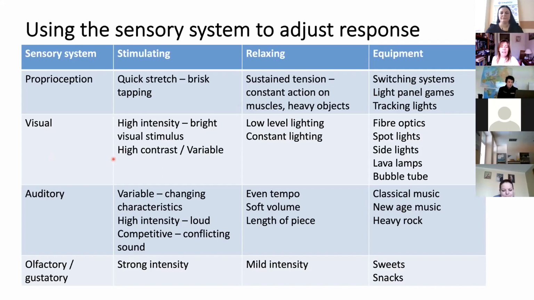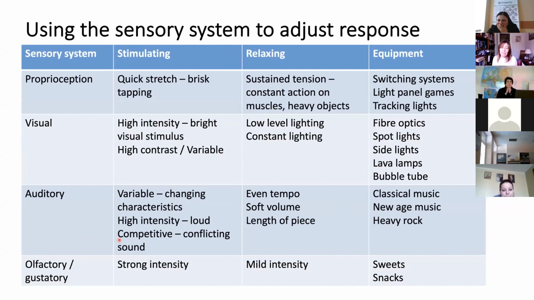Visual system, anything that is very bright or even flashing. I'm sure most of you will have been into nightclubs and discotheques in your youth, will know that are very stimulating. Whereas low-level lighting or constant lighting, the kind of lighting you have in your own home, for example, tends to be relaxing. We can get this level of stimulation either through the fibre optics or maybe the spotlights or the bubble tube.